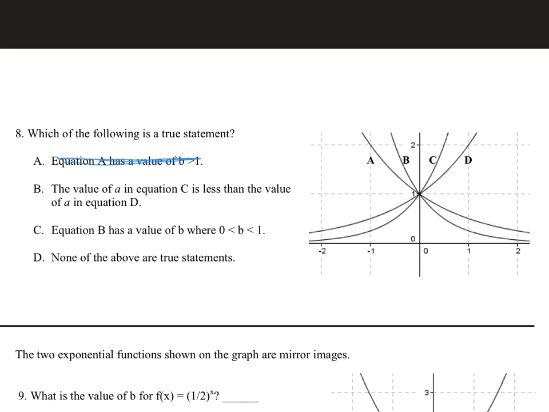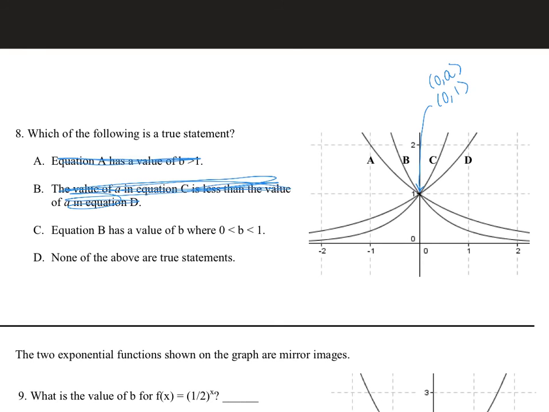All right, option B: the value of A in equation C is less than the value of A in equation D. Okay, that's a tricky one here. That's also not a true statement. The value of A for any function you can find by the point of the y-intercept. So right here, that's going to be our A value. That's a little trick you can remember for yourself: whatever value you have there, so right now we have (0, 1), that means that's the value of A. A in our case for all 4 of these curves is 1. So nope, B is not a correct answer either.